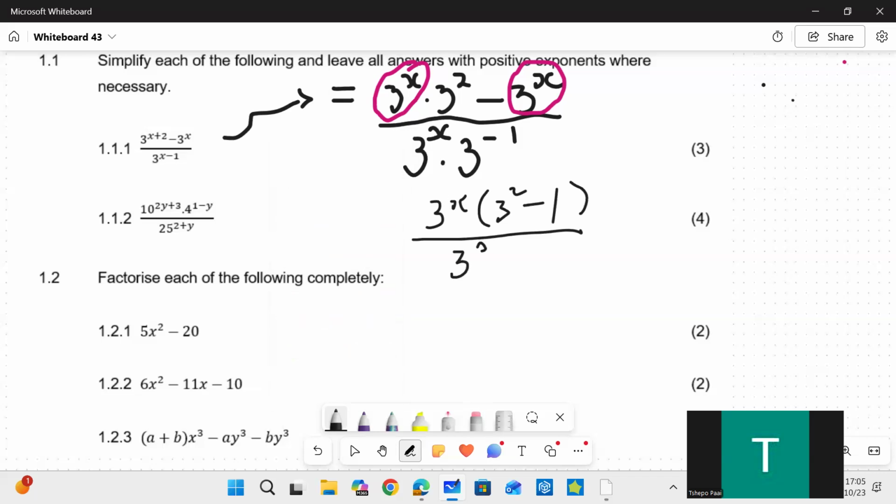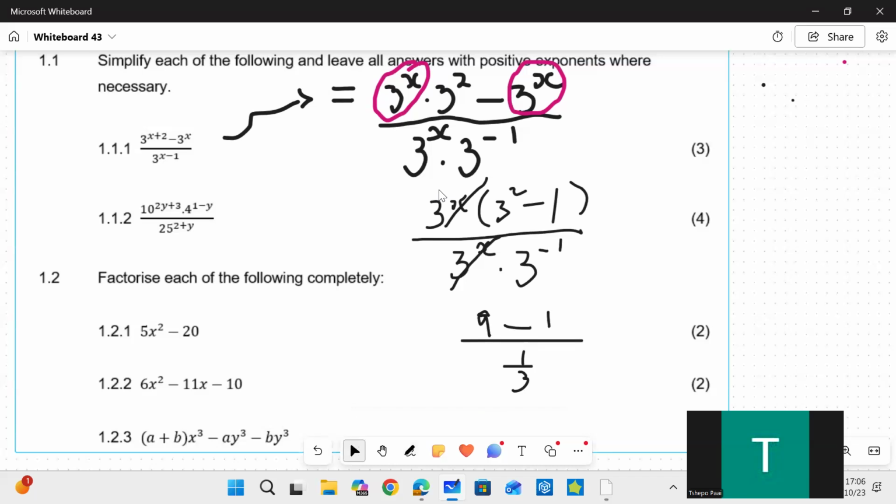Down there, you have 3 to the exponent x times 3 to the exponent negative 1. So 3 to the exponent x cancels with 3 to the exponent x. You have 3 squared, which is 9, minus 1, divided by 3 to the exponent negative 1. Let me just move it a bit down so that our work is not compressed. So you have 9 minus 1. 3 to the exponent negative 1 can be written as 1 over 3. Then we move to the next step.